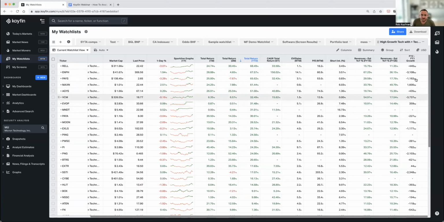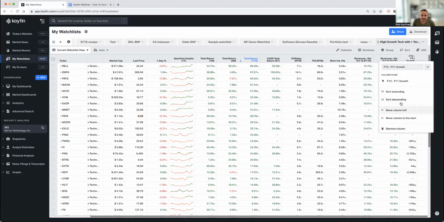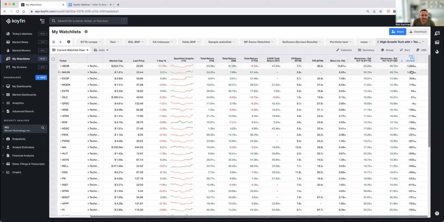So what you can do here is you can now sort by this column, right? So I right click on here, and now I sort my watch list by this growth rate. So I could see that there's like 5 stocks here that are accelerating, the rest are decelerating. Not a big surprise because that's kind of what's going on in tech.